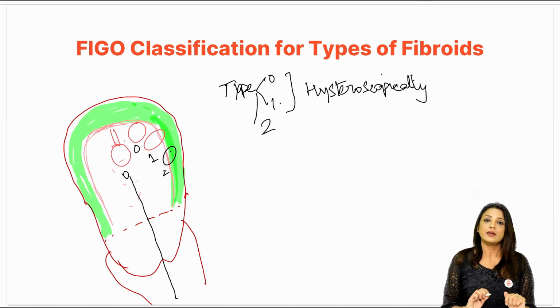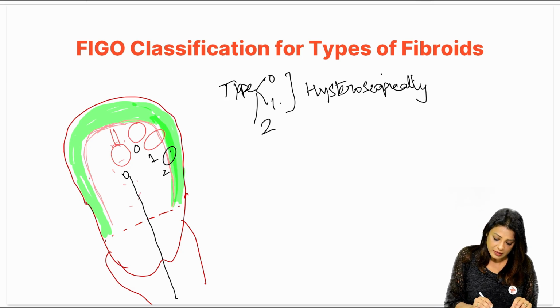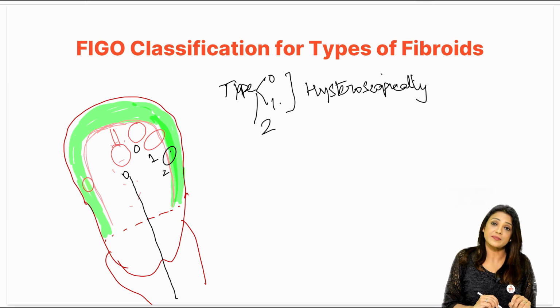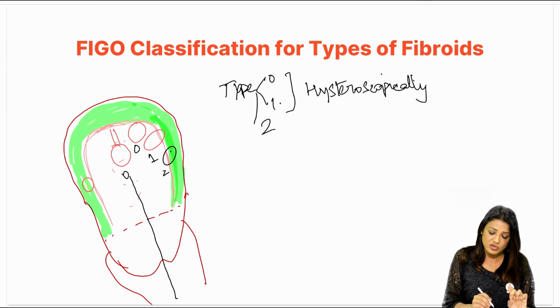Okay. Then coming to type 3. So what will be type 3? Type 3 will be like this. Okay. So type 2 had more than 50% component in the intramural component. Type 3 is completely intramural, but it is still touching the endometrium. So this is type 3, right? So this will be 3.